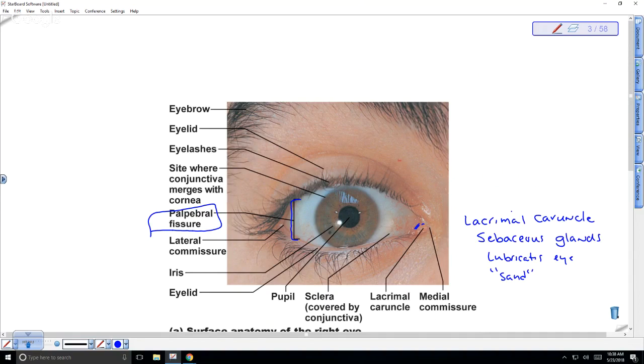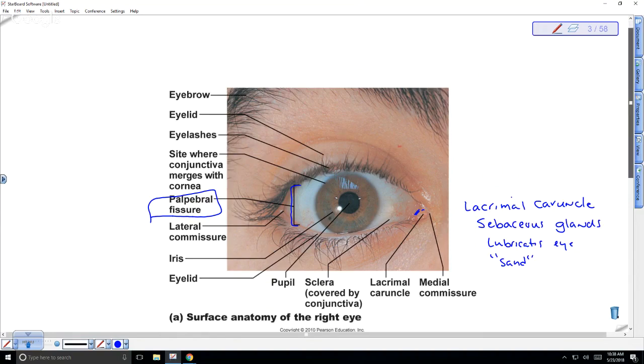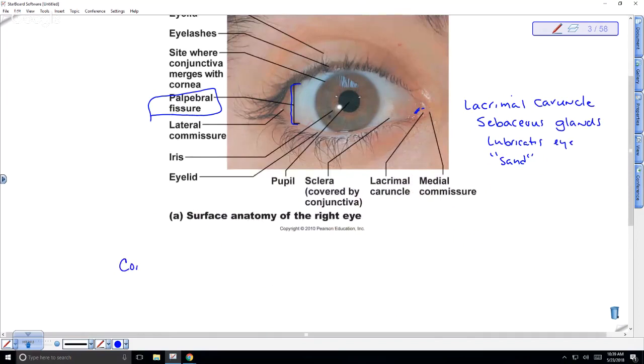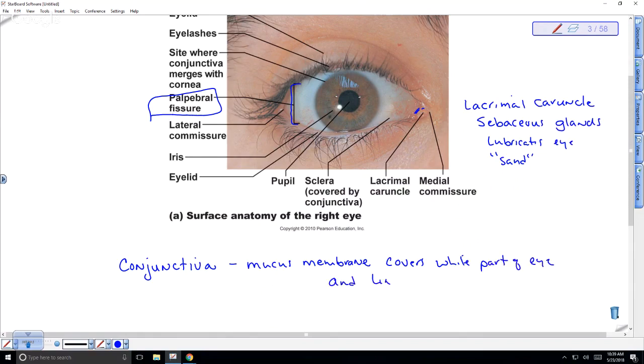Okay. Now covering the surface of the eye and lining underneath the eyelids is what is called the conjunctiva. This is a mucous membrane. And this means that the outside of your eye is covered with this mucous membrane, except where the cornea is. So it covers the white part of the eye and lines the eyelids.